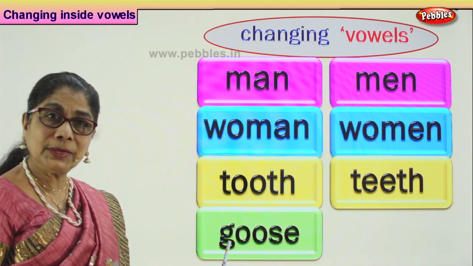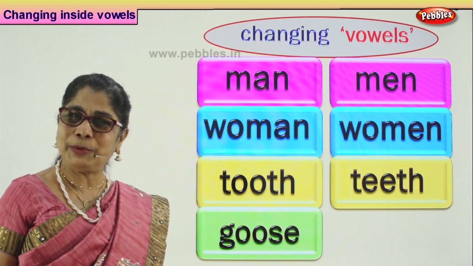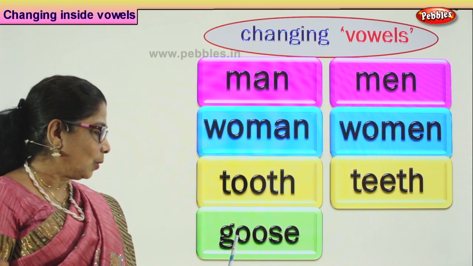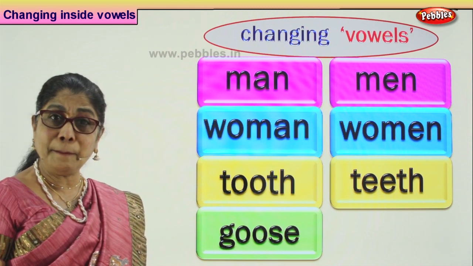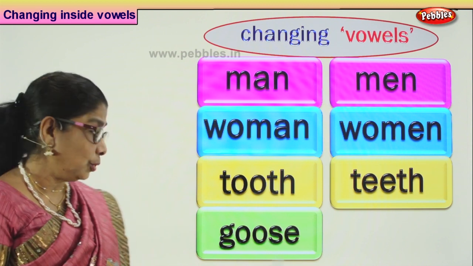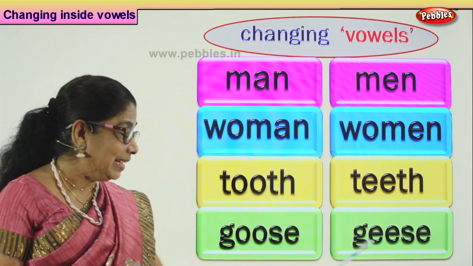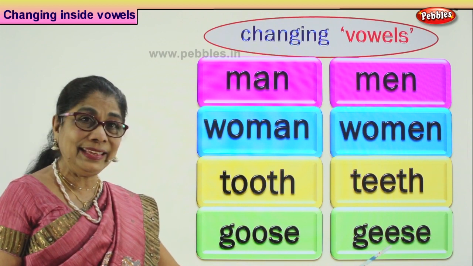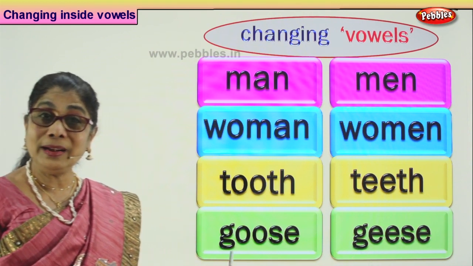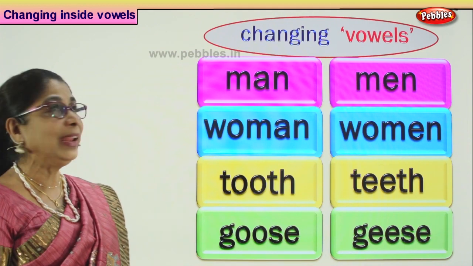Look at the word. Goose. Goose belongs to the family of ducks. One goose. And if you have many in your farm, if my daddy has bought two, we'll say two geese. We change the inside O, made it E. Now, one goose, two geese. One goose, many geese. Let's look at and read carefully.